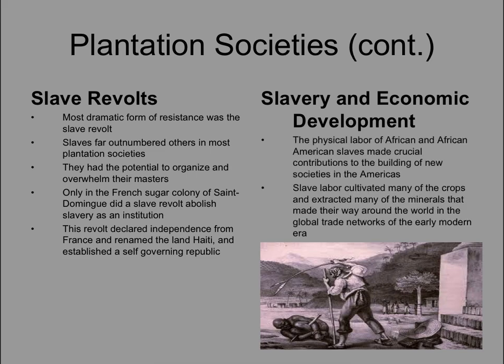Slavery and economic development. The physical labor of African and African American slaves made crucial contributions to the building of new societies in America. I mean, obviously they know they're not going anywhere, so they begin to develop a blending of American culture with their own native culture. Slave labor cultivated many of the crops and extracted many of the minerals that made their way around the world in global trade networks of the early modern times. So they had a big influence on the worldwide economy. Slavery did. It wasn't just in their little plantation area, it was overall.